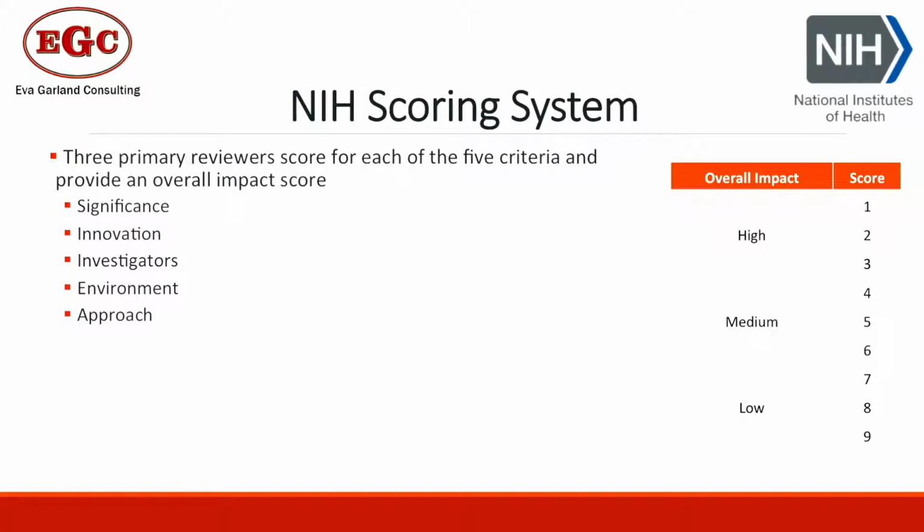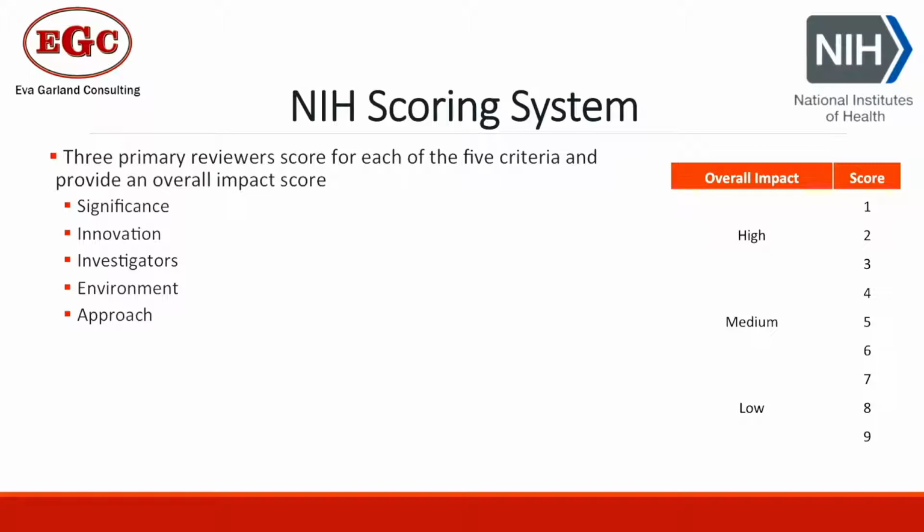So as they mentioned in that video, they're scoring your application based on 5 major criteria: significance, innovation, team or investigators, environment, and approach. And so they're basing it on this numerical rubric. So scores of 1, 2, 3 are considered high, 4, 5, 6 medium, and 7, 8, and 9 low. And then they also give an overall impact score.